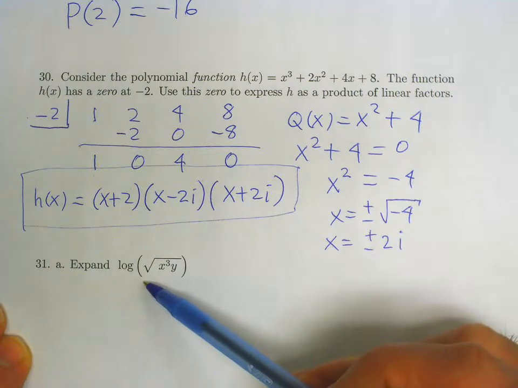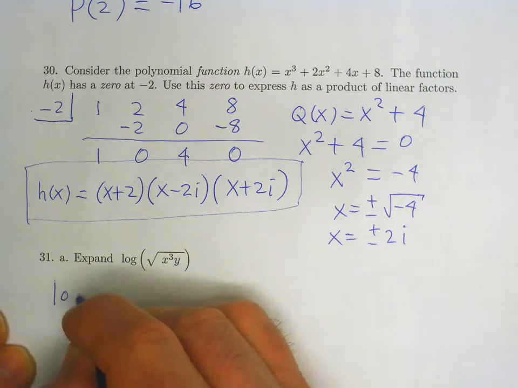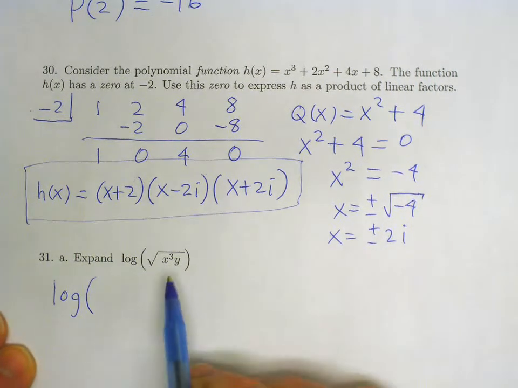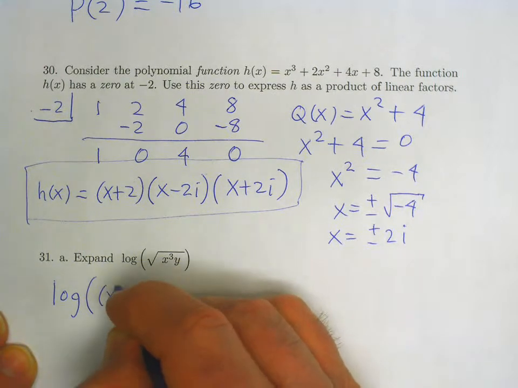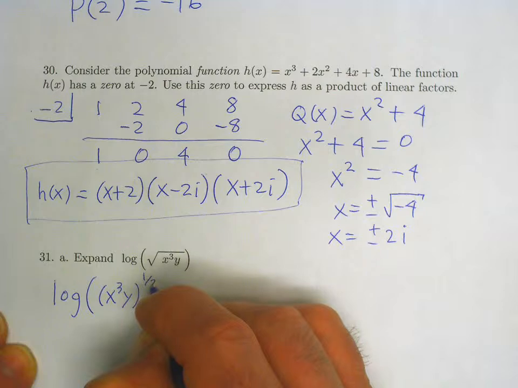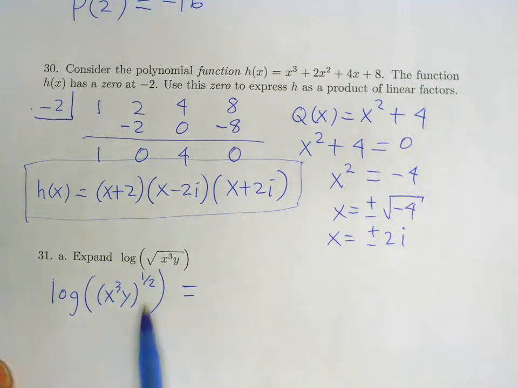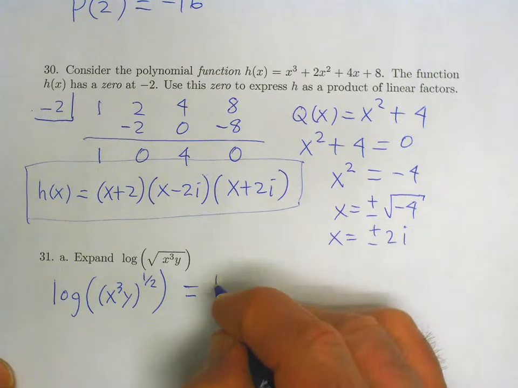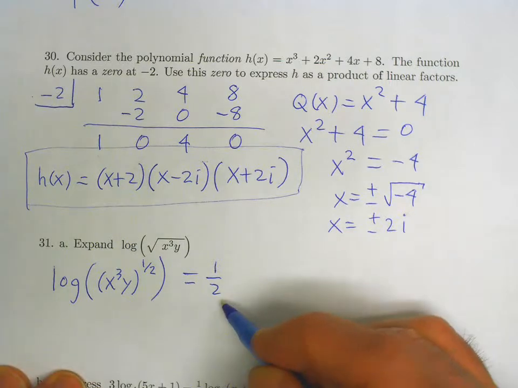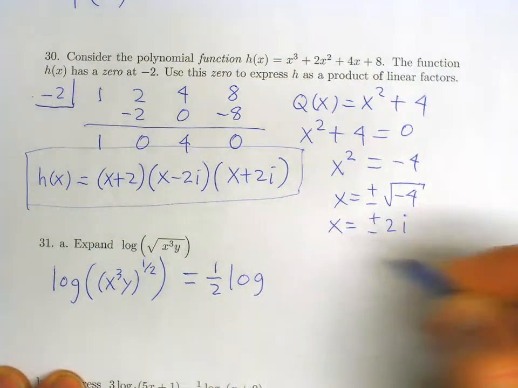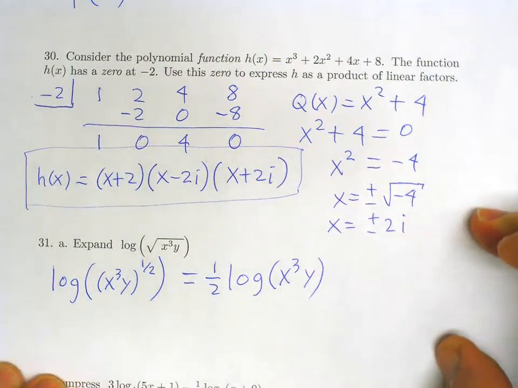So the argument of the logarithm is the square root of x to the third y. We convert the square root of x to the third y to x to the third y to the 1/2. Then using one of the properties of logarithms, this exponent 1/2 can be brought out front so that it's in the position of the coefficient. So it's 1/2 times the base 10 logarithm of x to the third times y.